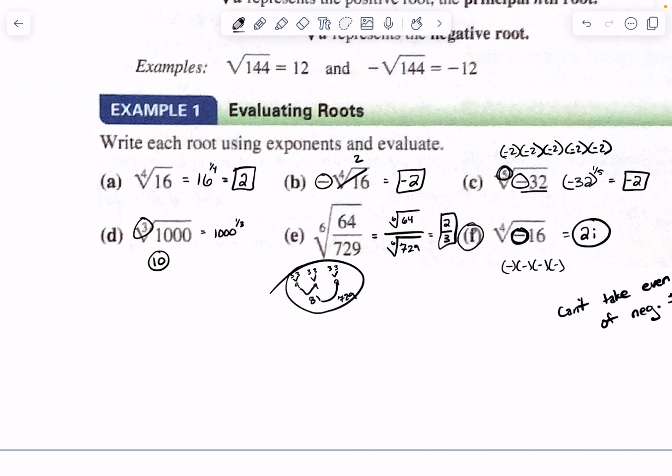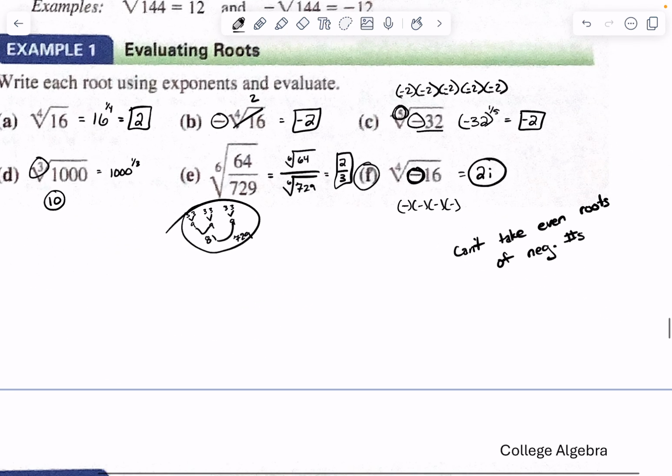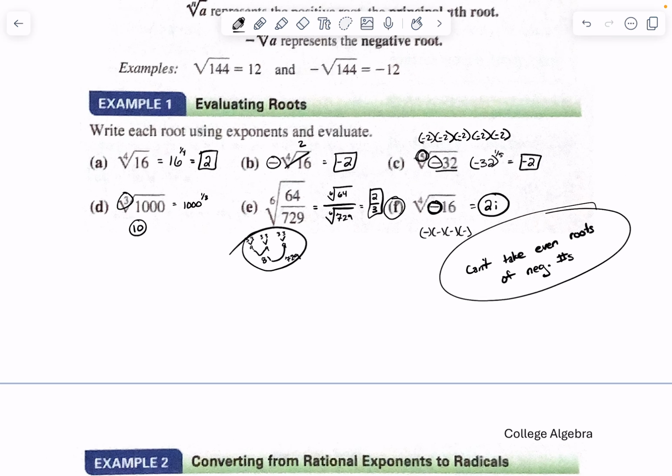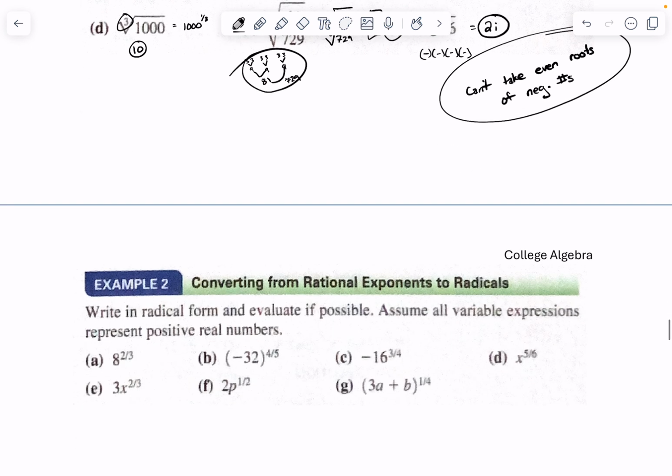Example 1, done. Okay, just remember that if you have an even-powered root, you cannot take an even root of a negative number. Whatever, you know what I meant. All right, here we go.